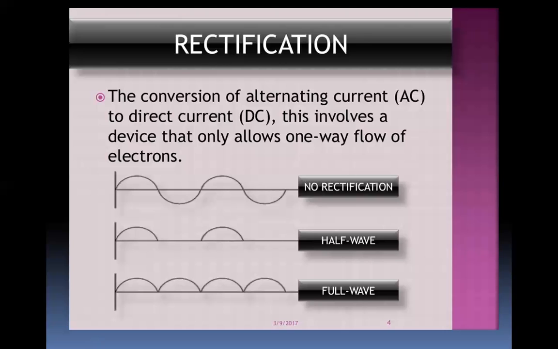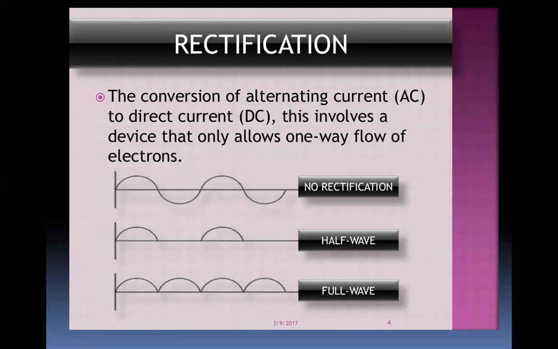The second application of a diode is as a rectifier. So I said very clearly, what are rectifiers? The conversion of alternating current to direct current. This involves a device that only allows one-way flow of electrons. It means direct current, a unidirectional current.